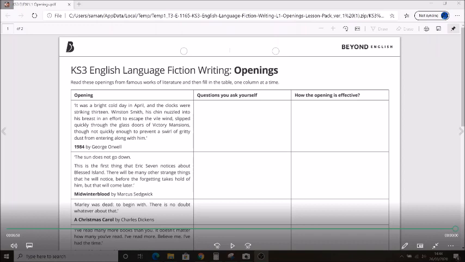Let me tell you what I'm thinking about Midwinter Blood. Like I say, the questions I ask myself are, how can the sun not go down? The forgetting, what is that? Blessed Island, why is it called that? Sorry, I've jumped ahead, haven't I? 1984 is the first one, but I'm going to look at Midwinter Blood.